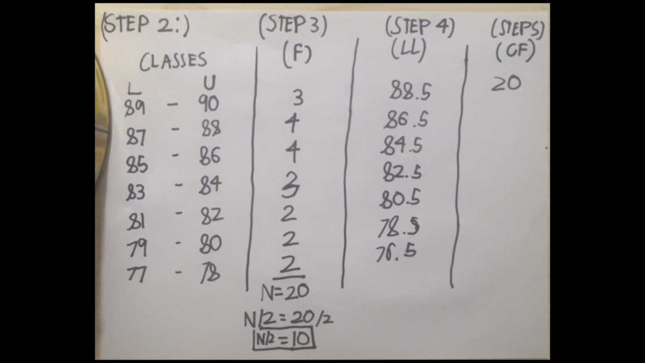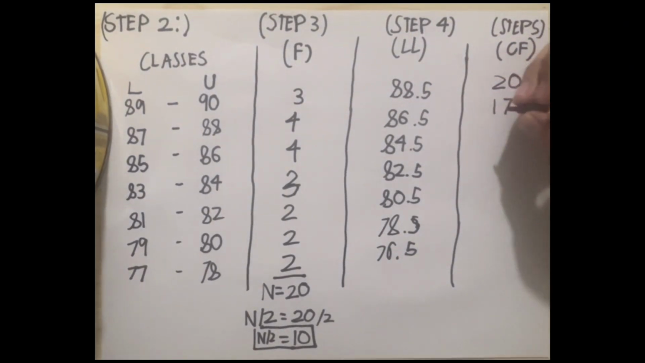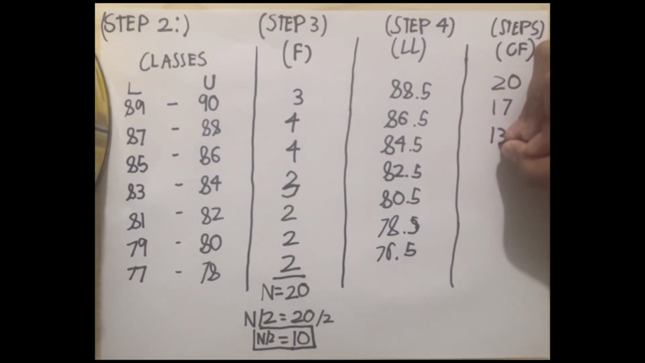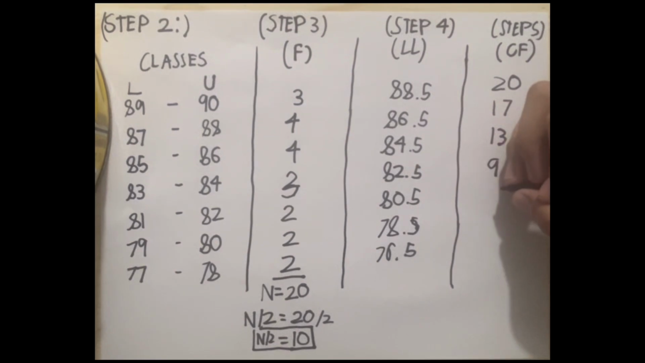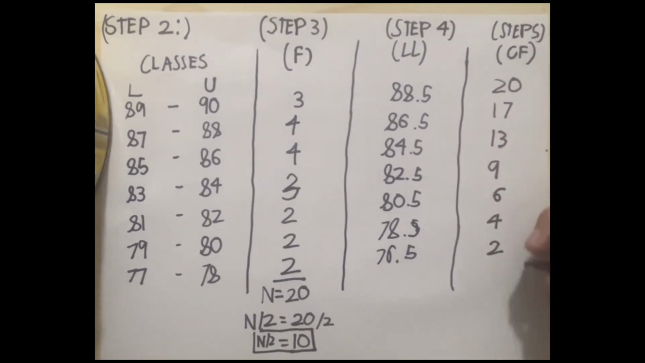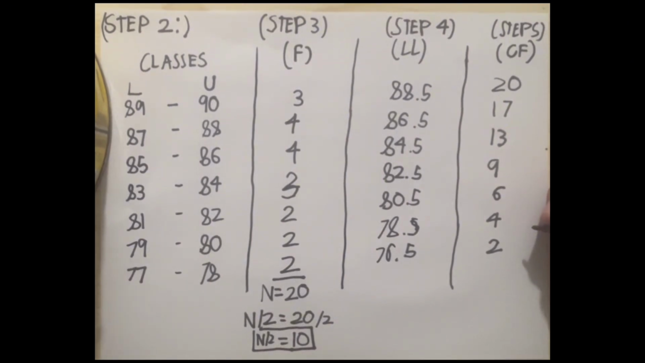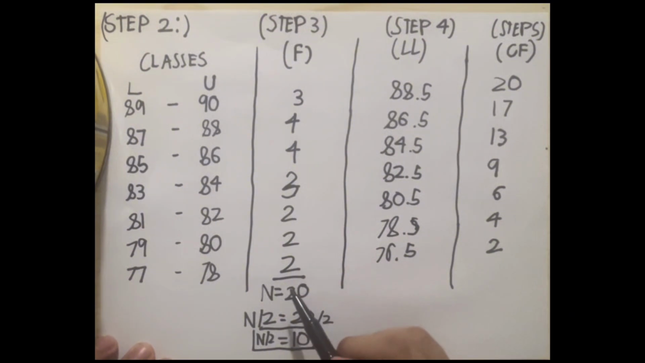Let us begin. 20 minus 3, 17. Minus 4 is 13. Minus 4 is 9. Minus 2, minus 3 is 6. Minus 2 is 4. And minus 2 is 2. Now we have gotten our cumulative frequency. And as you can see, the last value of the frequency equates with the last value of the cumulative frequency.